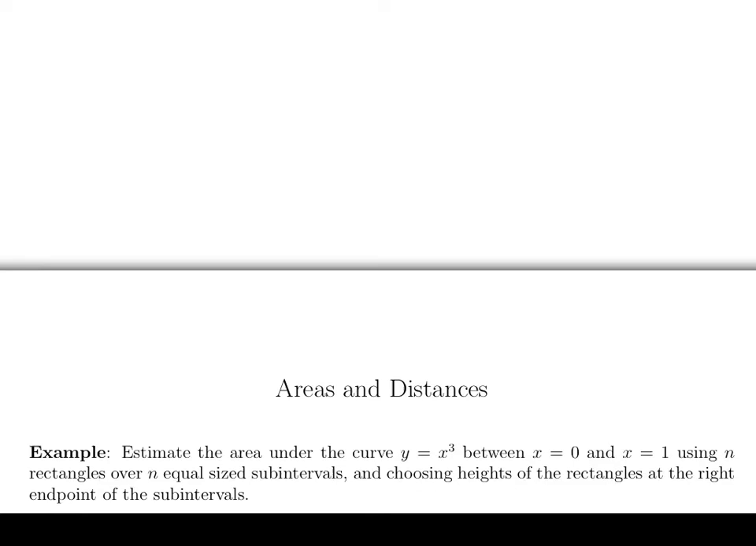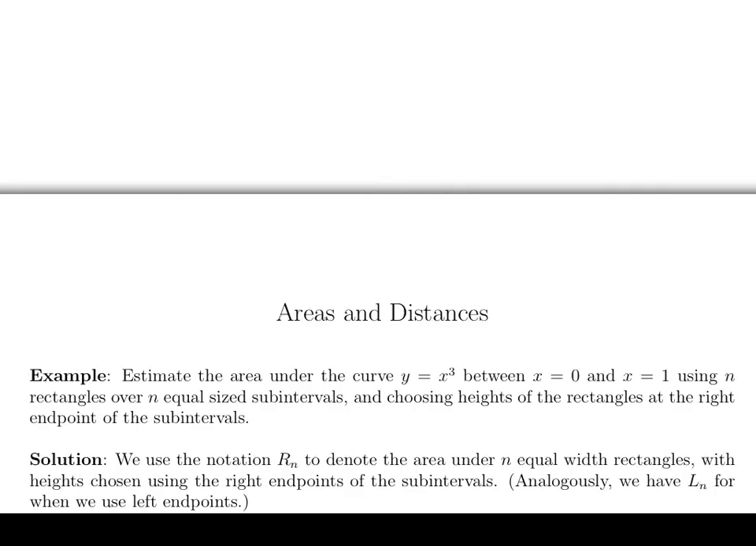Okay, so let's try this one. We're going to estimate the area under the curve y equals x cubed between x equals 0 and x equals 1 using n rectangles over n equal sized subintervals. And we're going to choose the heights of the rectangles at the right endpoints of the subintervals. You should notice that the book has a calculation that's similar to this. They're using y equals x squared.